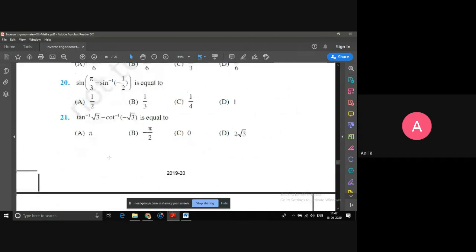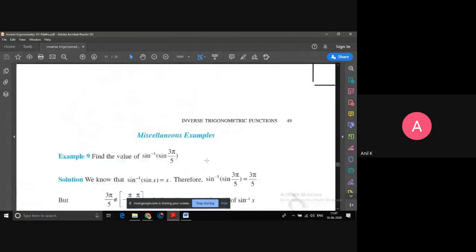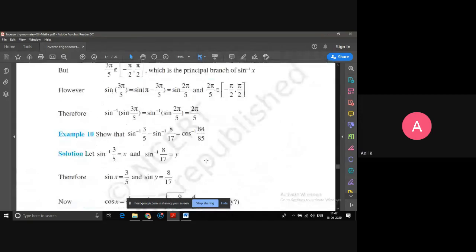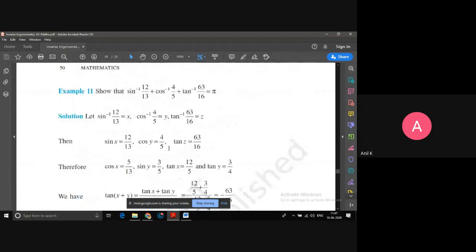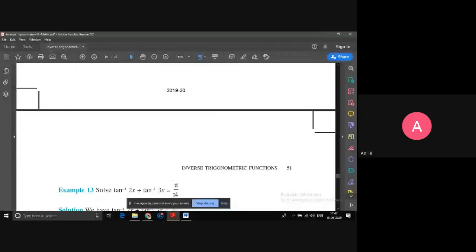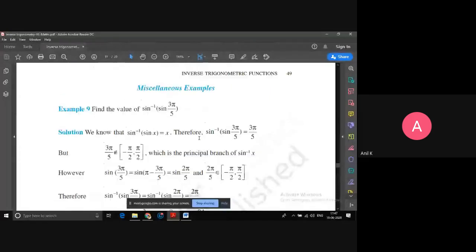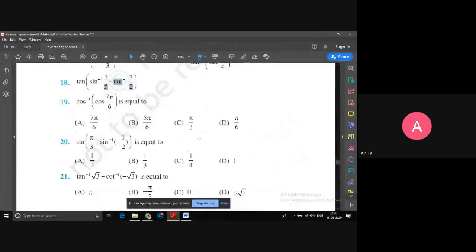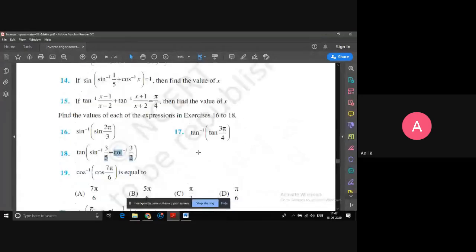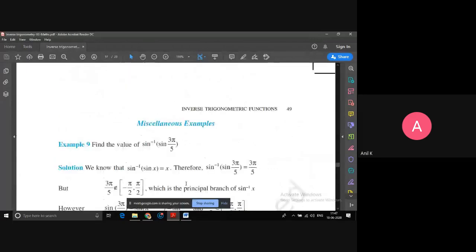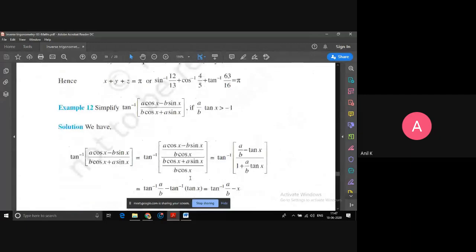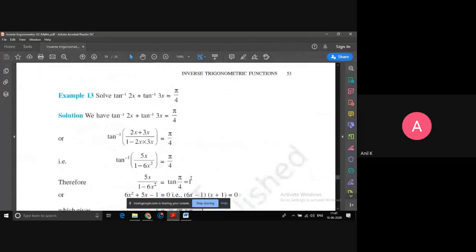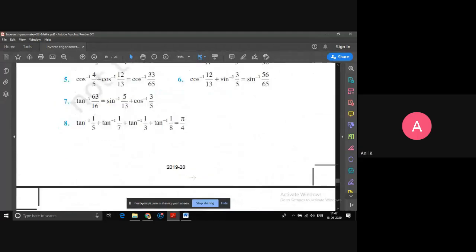So there are still 21 questions. You solve them. Then miscellaneous examples are there. So next class also we'll go for a live session, then we'll discuss these miscellaneous examples. By next class, you complete. I think we finish the inverse trigonometric chapter officially except the miscellaneous questions. In the next live class, we'll discuss the miscellaneous examples because some are there that you have to understand very carefully. I'll explain them, don't worry. Then the miscellaneous exercise, you can solve by yourself.